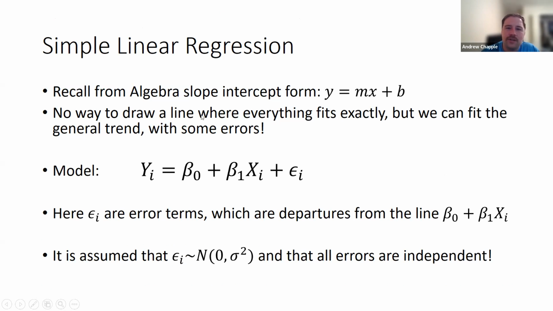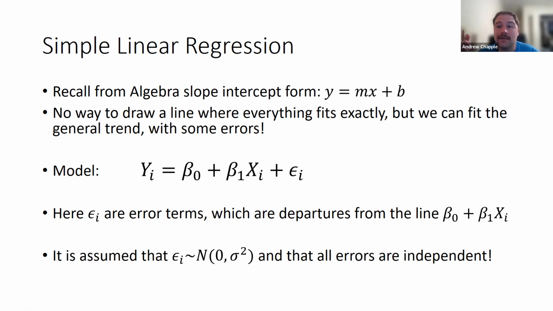So there's no way to draw a line where everything fits exactly, but we can fit the general trend with some errors. So we set up this statistical model here. I just want to point out and explain what this is. I'm assuming that my Y data can be modeled based on some intercept coefficient, this is my B, and a slope coefficient, this is my X data, and then some error term. So effectively I've got these two unknown parameters, beta 0 and beta 1. I don't know what they are, but I'm going to use the data to estimate them.